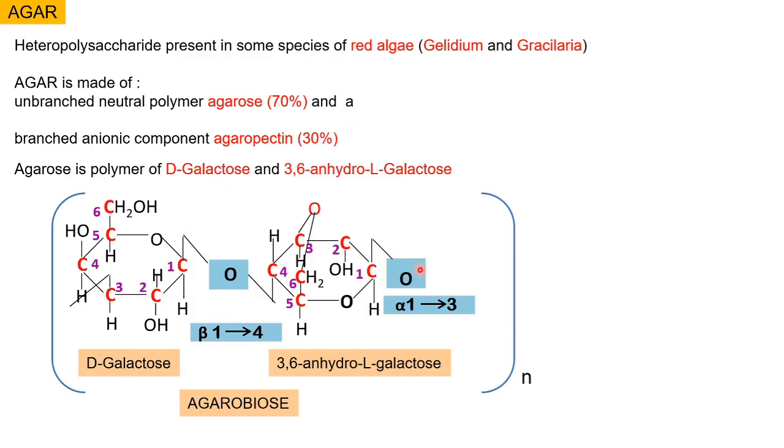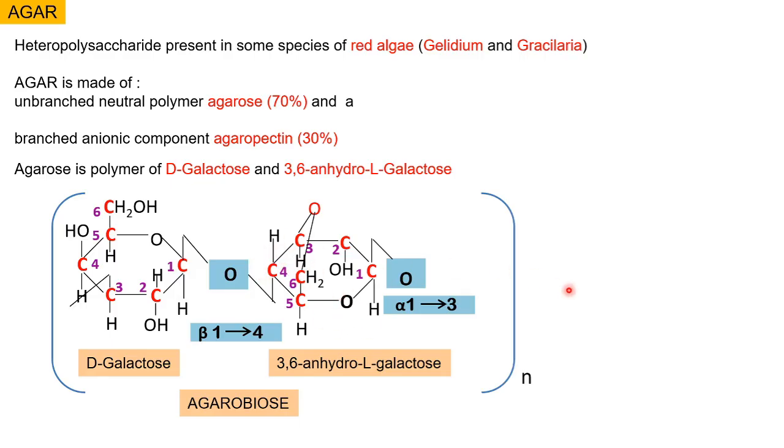So this is the structure of agarose. Agarose has a repeating disaccharide unit of D-galactose and 3,6-anhydro-L-galactose. This is here. In the case of 3,6-anhydro-L-galactose, the third carbon and sixth carbon are connected with an ether linkage, and this D-galactose and 3,6-anhydro-L-galactose are connected with a beta 1,4 linkage. The first carbon of this sugar is connected with the fourth carbon of this sugar.